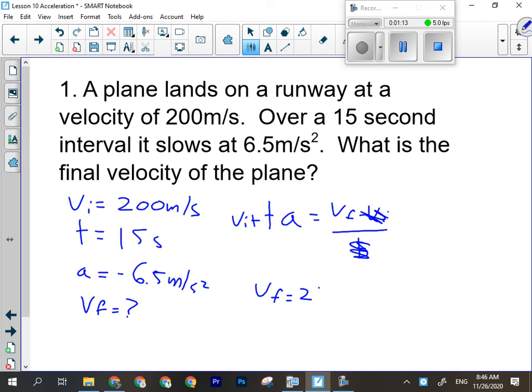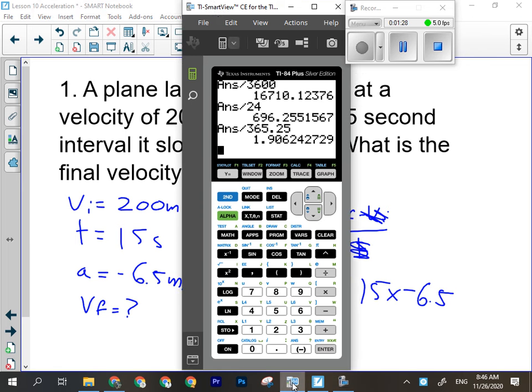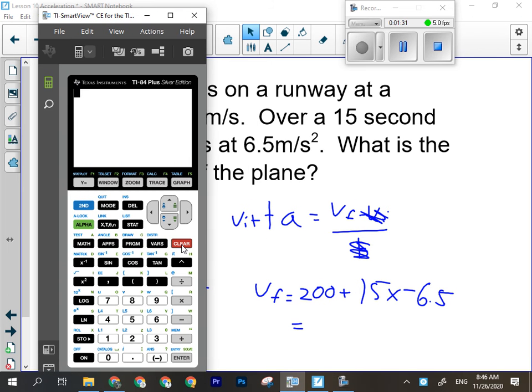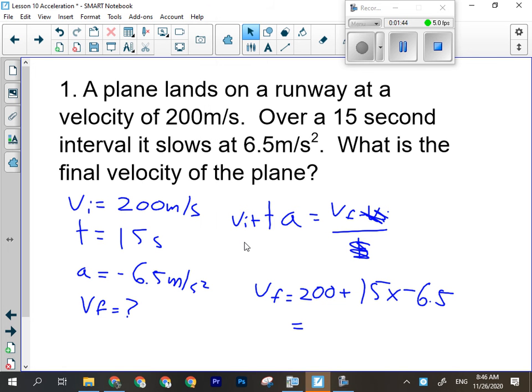So vf will equal 200 plus 15 times negative 6.5. That's crucial. That would be the thing people would forget to do. Right? And so when we punch all of that in, we got 200 plus 15 times negative 6.5. All right, so it'll be moving at 102.5 meters per second. Positive 102.5 meters per second.